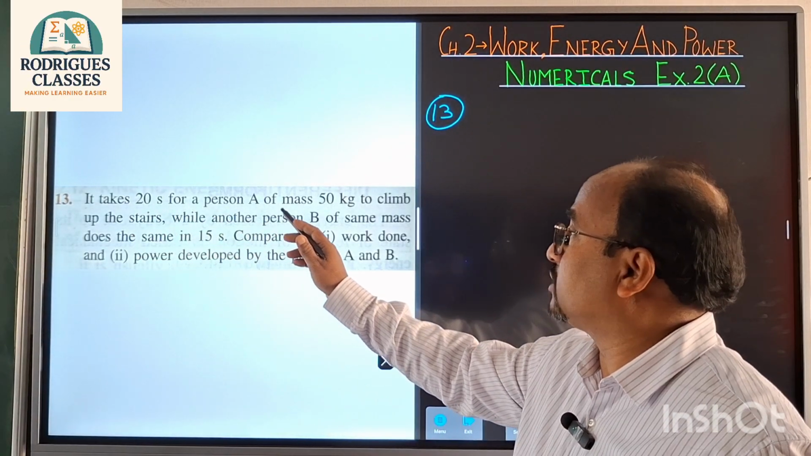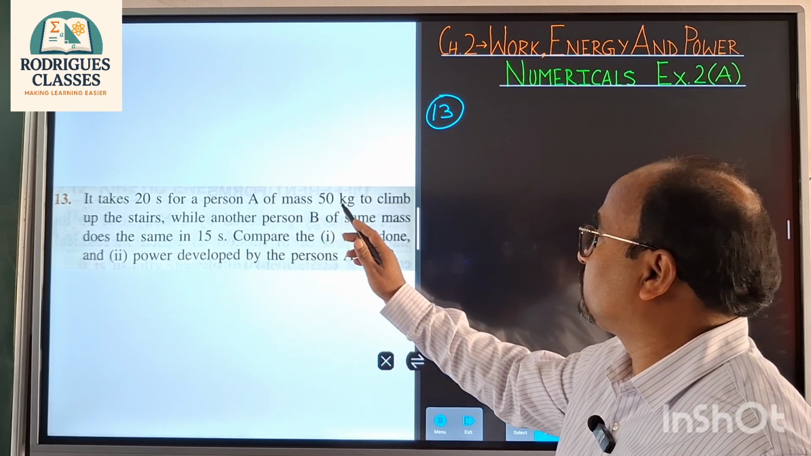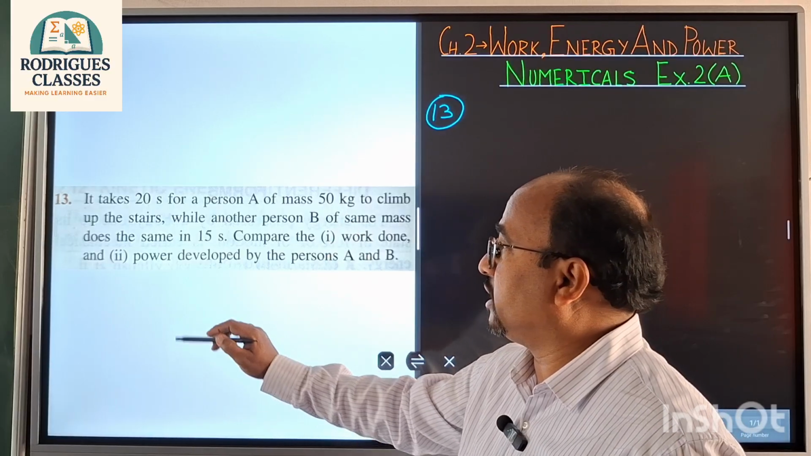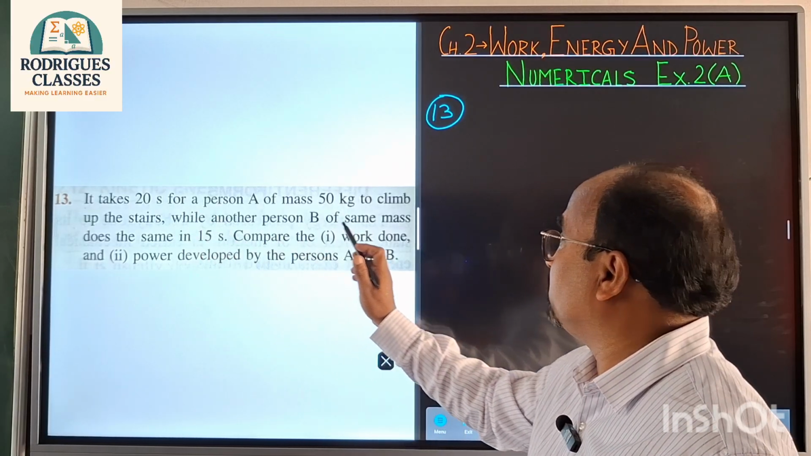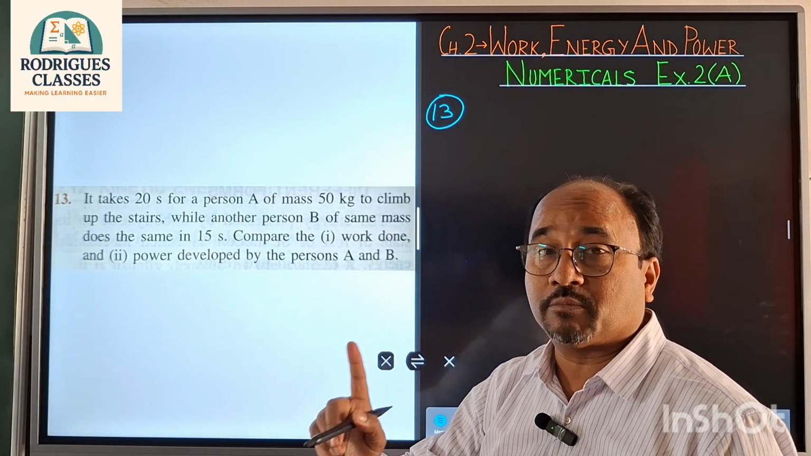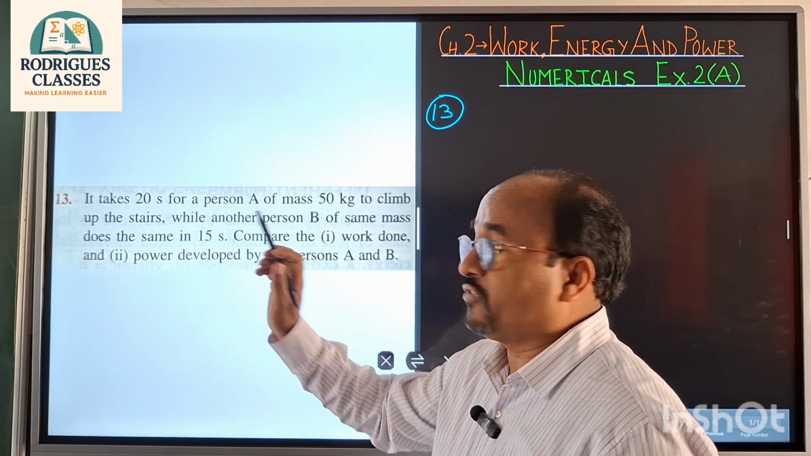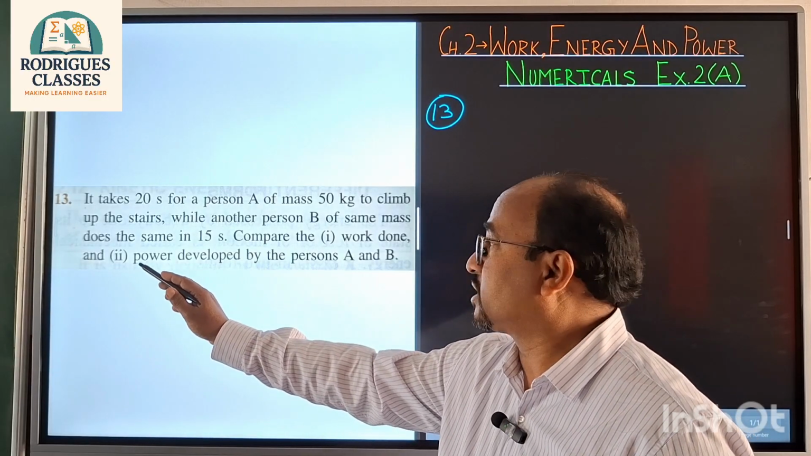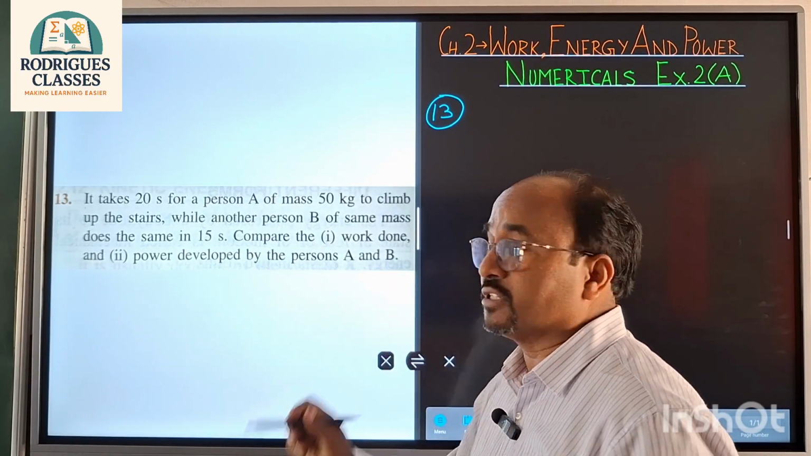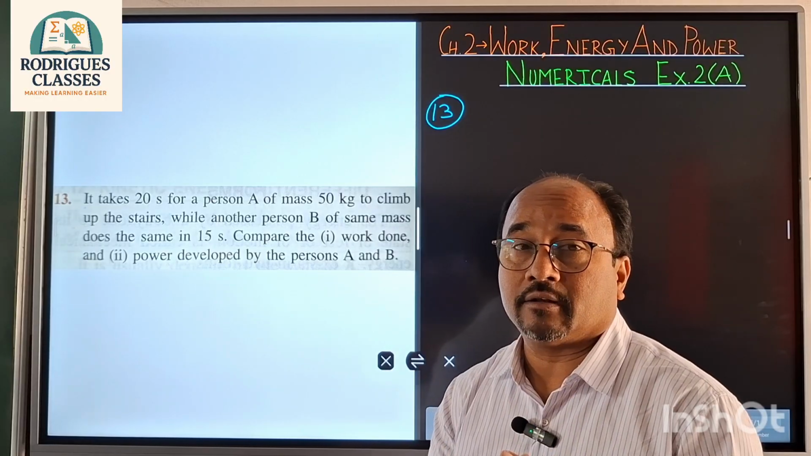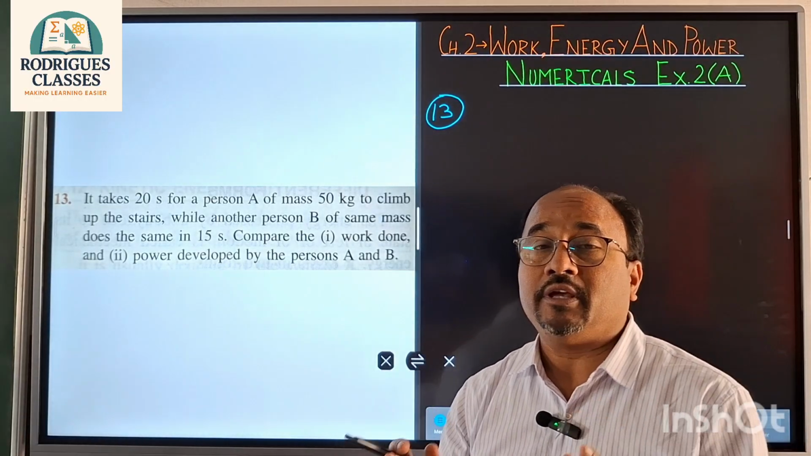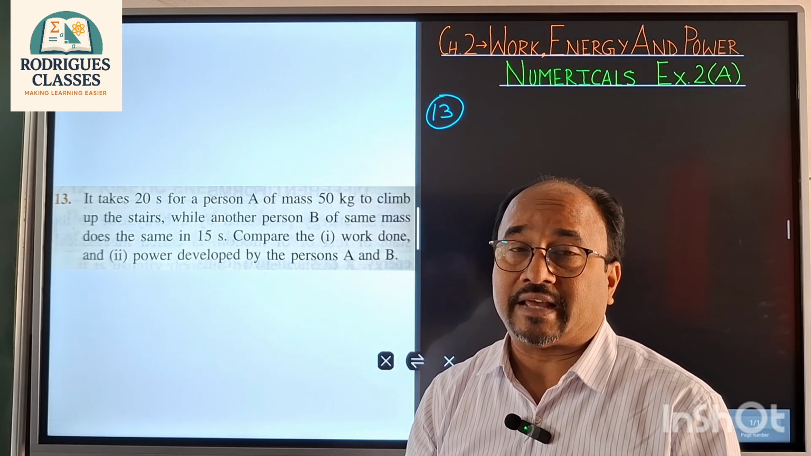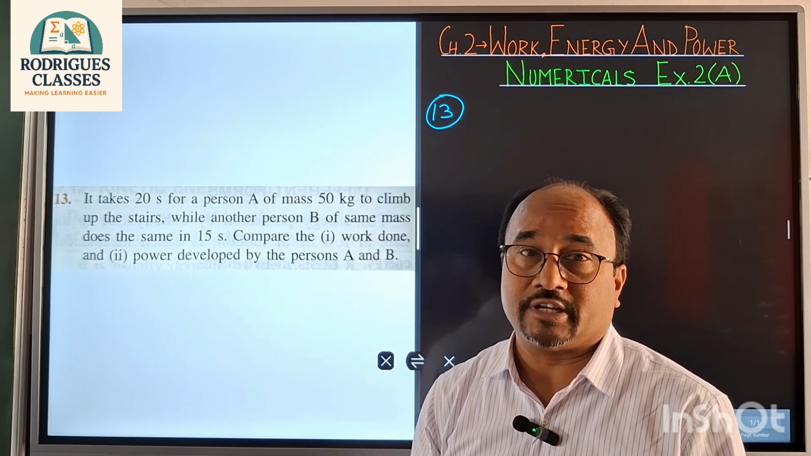It takes 20 seconds for a person A of mass 50 kg to climb up the stairs. So person A has a mass of 50 kg, time is 20 seconds, while another person B of the same mass does it in 15 seconds. Compare the work done in the first case and in the second case, and the power developed by the person A and B. Whenever compare is there, you will write the answer in terms of ratio. It is compulsory. The board suggests that comparison is to be done only in terms of ratio.